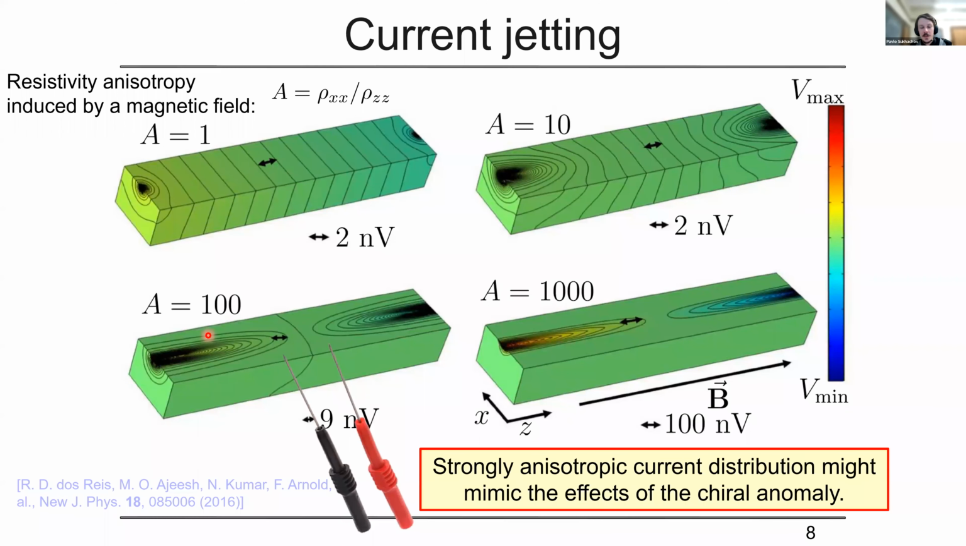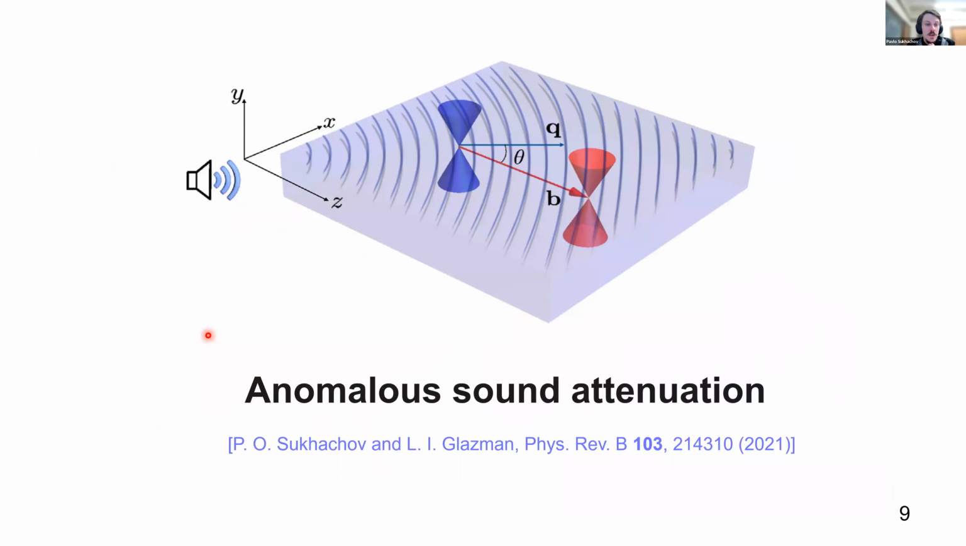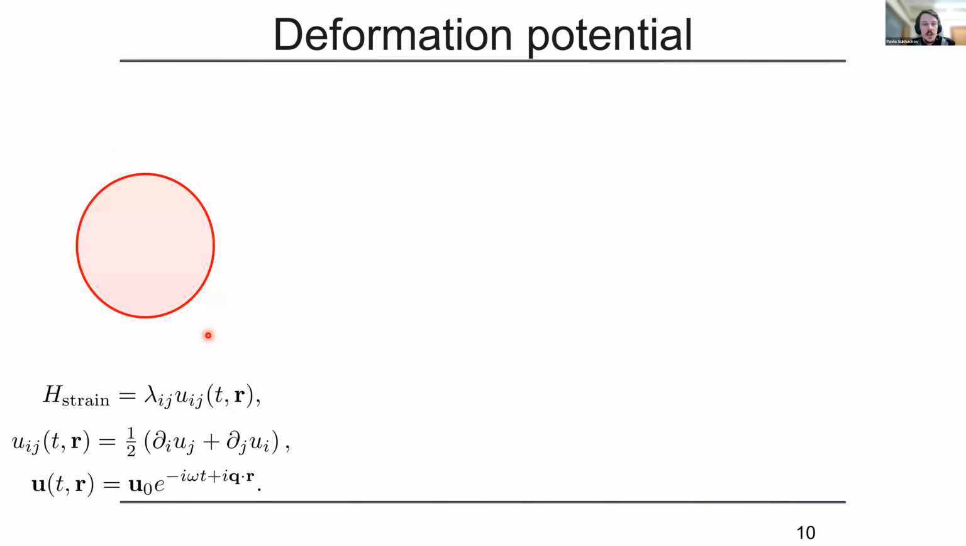deficiency prompted us to develop a new technique and probably develop a new experiment to investigate the manifestations of the chiral anomaly. And for example, with Leonid, we proposed to look for the chiral anomaly effects in sound attenuation experiments. So what do we know about sound attenuation?